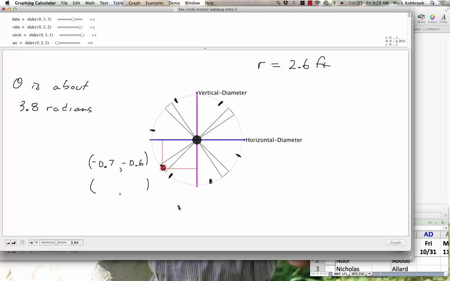Okay, so now how are we going to get the coordinates in feet? So easy, right? Christopher? Yeah. So we want 0.7 of 2.6. We want that fraction of 2.6 to get how many feet it is. All we're going to do is multiply. We want those fractions of a full radius, 2.6 feet. Negative 1.8? And? Negative 1.5.